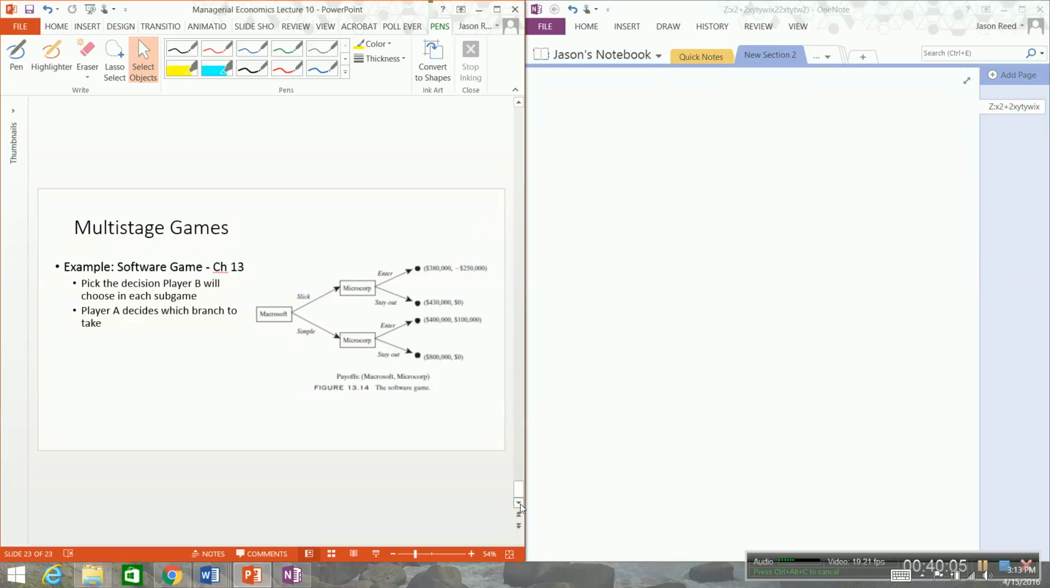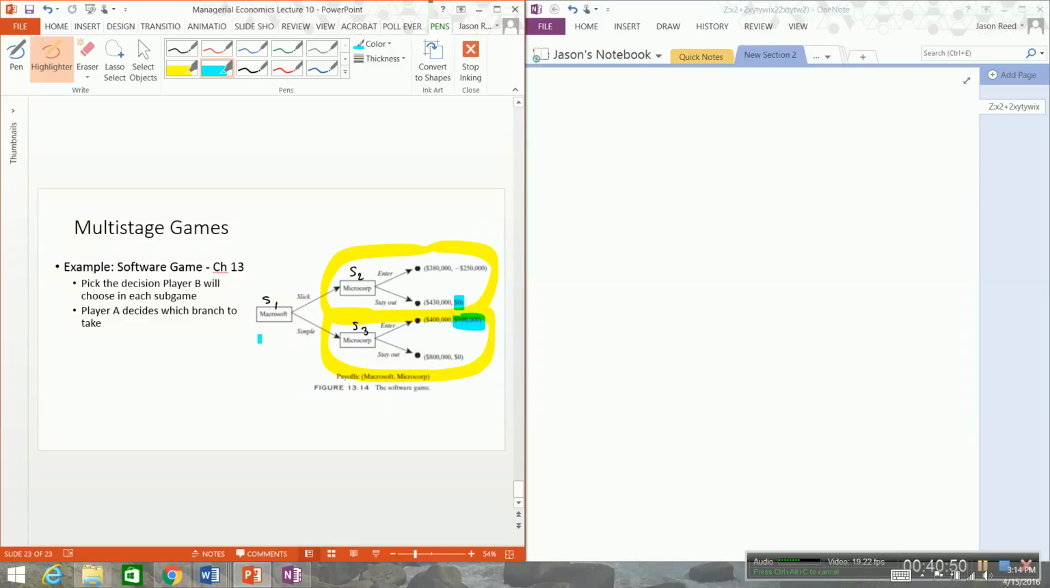So here's the new game that we want to discuss. So we can see that there's two subgames. We have two competitors, Macrosoft and Microcorp. So I'm just going to highlight again the subgames. So we want to use backwards induction again. So at node S2 and node S3, we're going to look at the choices from Microcorp. So Microcorp at node S2 is going to choose to stay out because they would rather get nothing than have to pay $250,000. And at node S3, Microcorp is going to choose enter, because they would rather get $100,000 rather than zero.